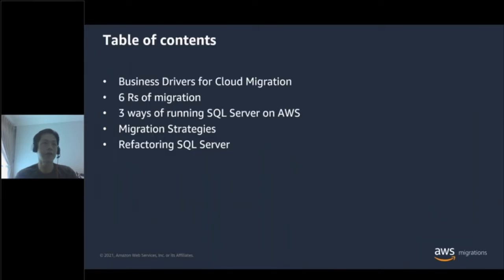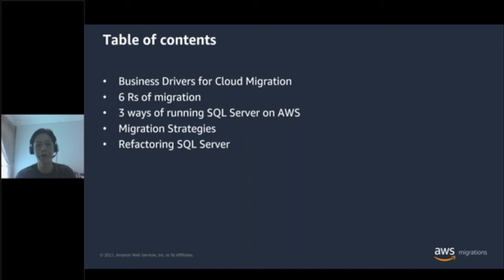Before we get started, I wanted to go through the agenda for the day. So we'll talk about the business drivers for cloud migration. And we'll move on to the 6 R's of migration. And then we'll touch base on the 3 ways that you can run SQL Server on AWS. We'll go into the technical bit, which is the migration strategies, what is out there, or what strategies you can use to migrate. And last but not least, we'll talk about how you refactor SQL Server, which is one of the most interesting points.